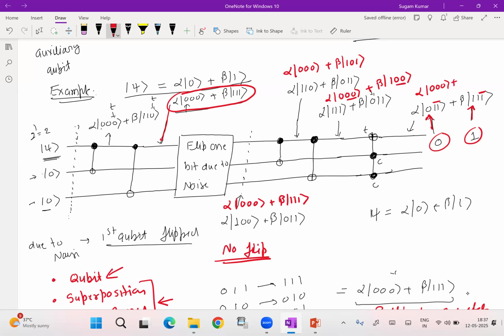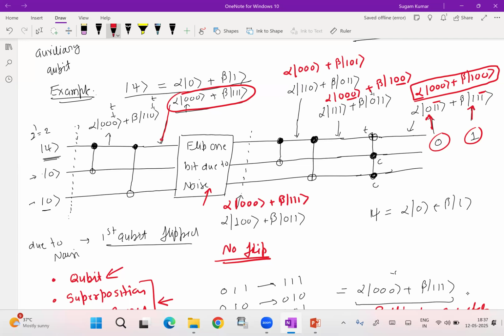Again, two control bits are 0. Nothing happened to the target bit. You see, you got the original one again. So even if the bit flipped or not flipped, in both the cases, this circuit works. It is going to give you the original qubit.